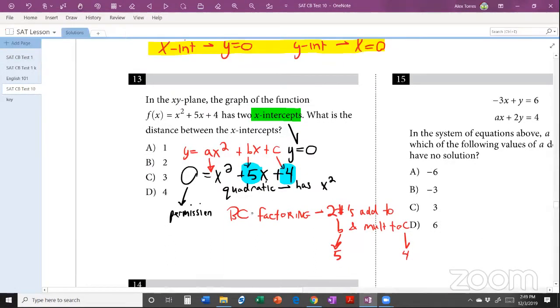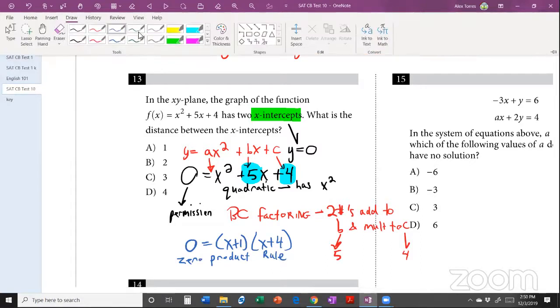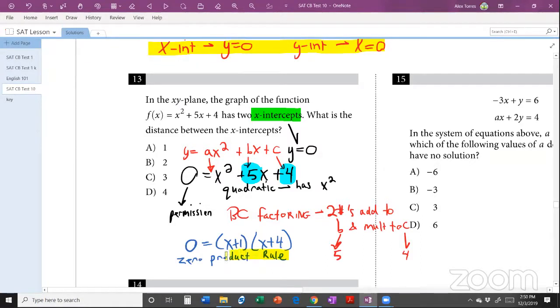It would have just been 2 times 2 or 1 times 4, and 1 plus 4 equals 5. So this is going to factor to x plus 1 and x plus 4, because 1 and 4 are the two numbers that add to 5 and multiply to 4. And so now we have our zero product rule. If you're dealing with quadratics, you'll notice a lot of the same stuff. This all seems complicated if you're seeing it for the first time, but as you get to practicing a lot, it's the same things over and over again.